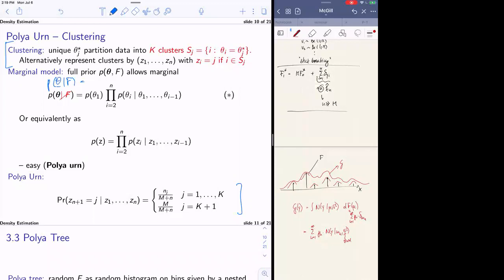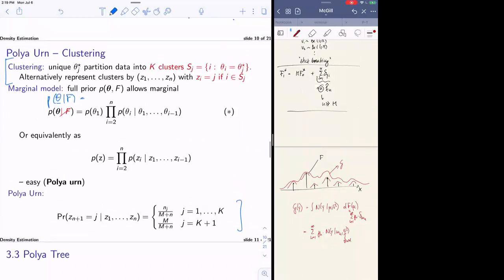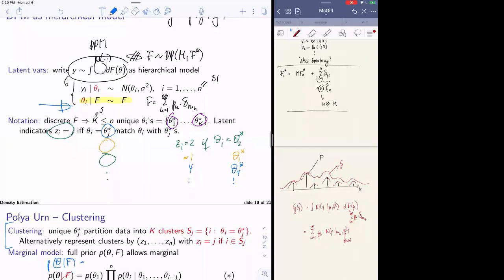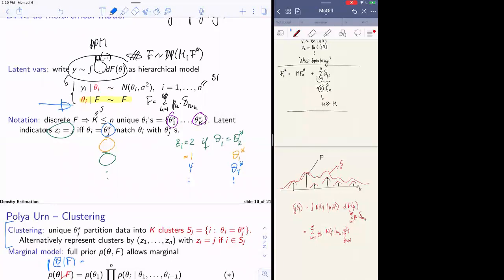Let me flip back to the previous slide. See what's going on is the way I did my model augmentation, the theta i are just an IID sample from F. So if you give me F, then the joint distribution of theta is very simple. I have it here on the bottom of the screen. The joint distribution of the theta is simply the product over i equal 1 to n of F of theta i. That's the joint distribution of the theta if you give me the F.